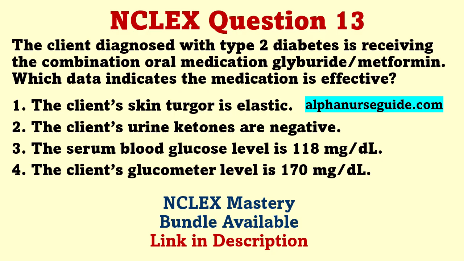An elastic skin turgor is expected and normal, but it does not indicate that the anti-diabetic medication is effective. Urine ketones should be negative because there should not be a breakdown of fat in clients with type 2 diabetes, but this does not indicate the effectiveness of the medication. A self-monitoring blood glucose level of 170 milligrams per deciliter is above a normal glucose level. This indicates the medication is not effective.